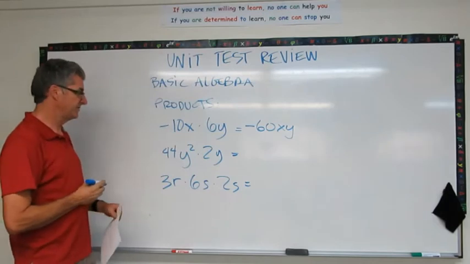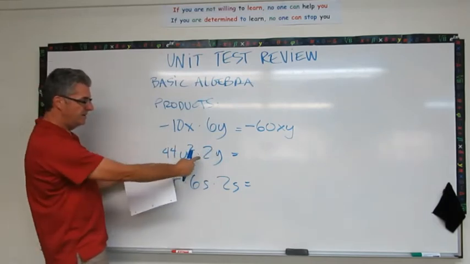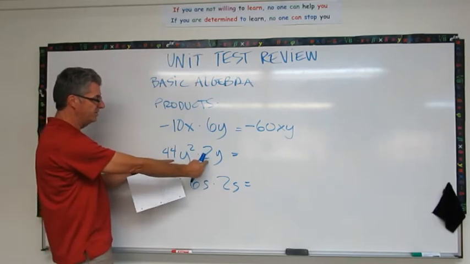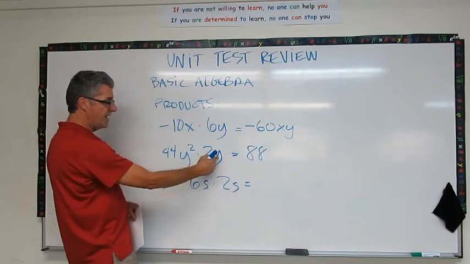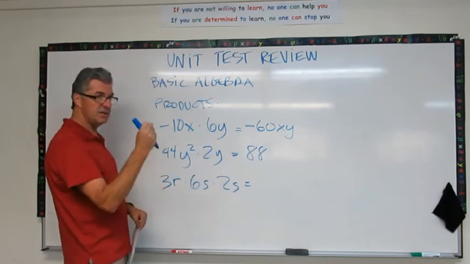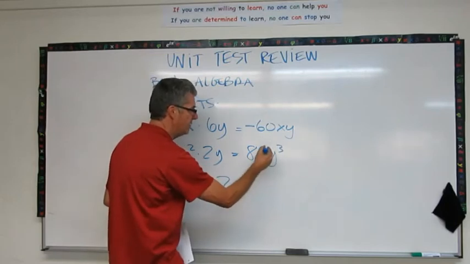That's how that one goes. Now this is a bit more complicated. We have some exponents going on. Still, I'm going to multiply my numbers. 2 times 44 is 88. Y squared and then times another y. That's really y times y times y, which is y to the third.